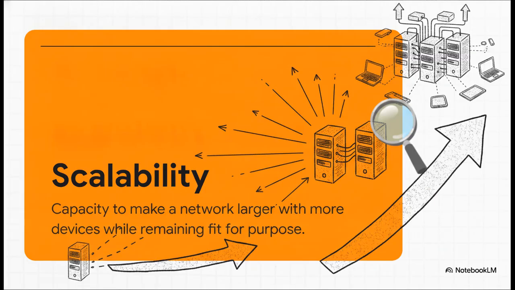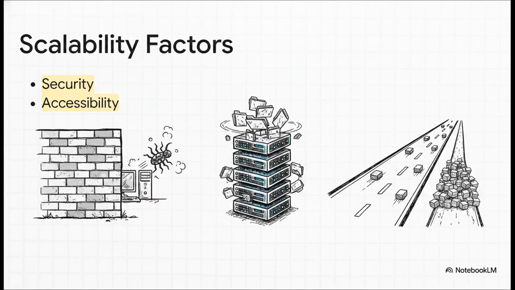Scalability simply means how well a network keeps working as it grows. It's the capacity to enlarge a network with more devices while ensuring it remains fit for purpose. A good network is built sustainably. That means we don't just build for today, we design a blueprint that is ready to grow without breaking tomorrow. To grow smart, there are a few core factors we absolutely have to plan for.